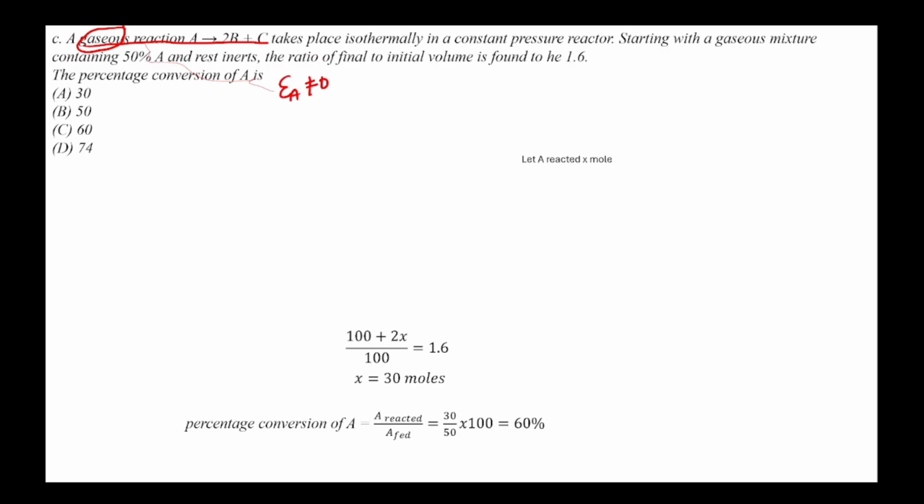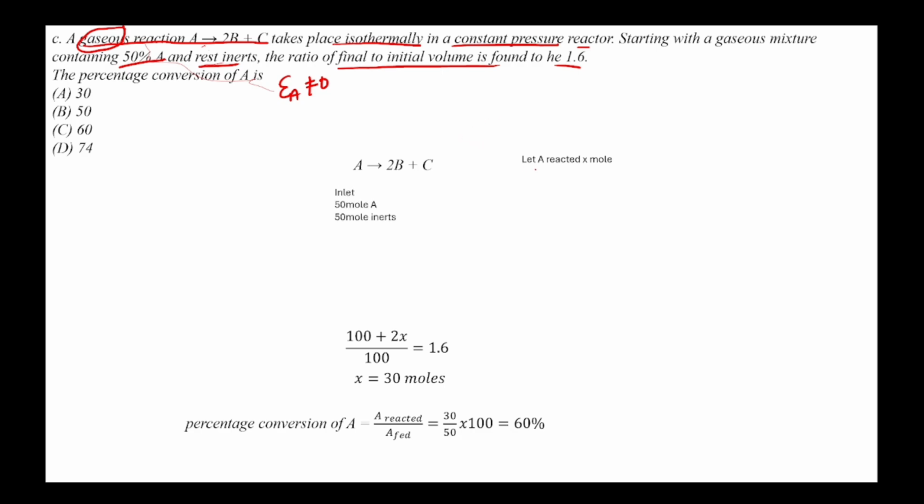Okay. We will solve this with two methods. The reaction takes place isothermally in a constant temperature and constant pressure reactor, starting with a gaseous mixture of 50% A and the rest inerts. The ratio of final volume to initial volume is 1.6. Find the percentage conversion. Very first thing, A gives 2B plus C.